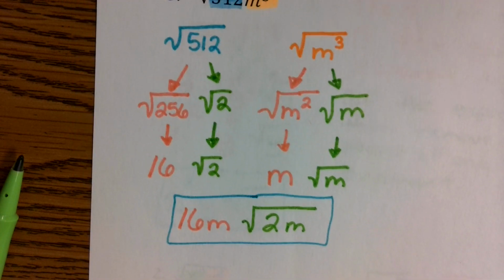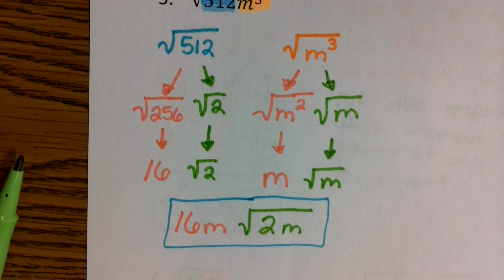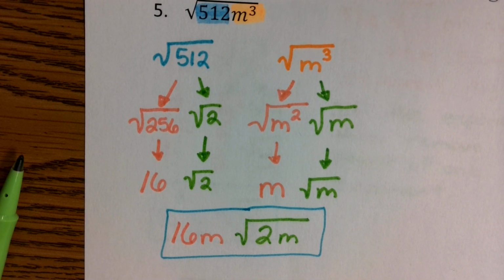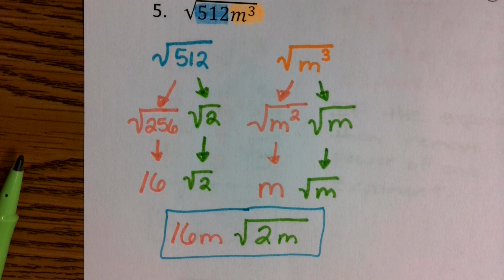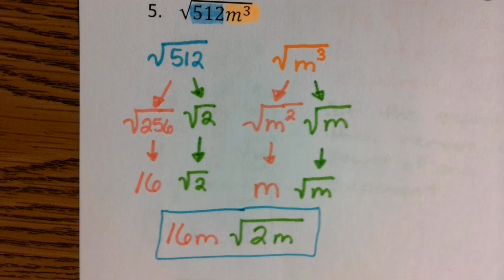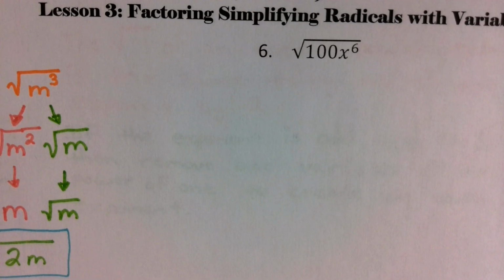Again, you just split each individual base as if they are their own separate radical. Take the numbers apart, take the variables apart, and work them out as if it was just a single problem. Once you've worked it out as a single problem, you can then combine the answers together. Let's take a look at problem 6. Number 6 is easy.